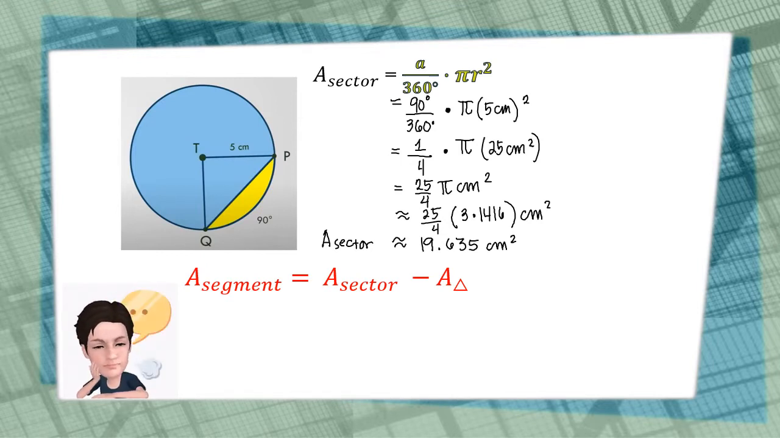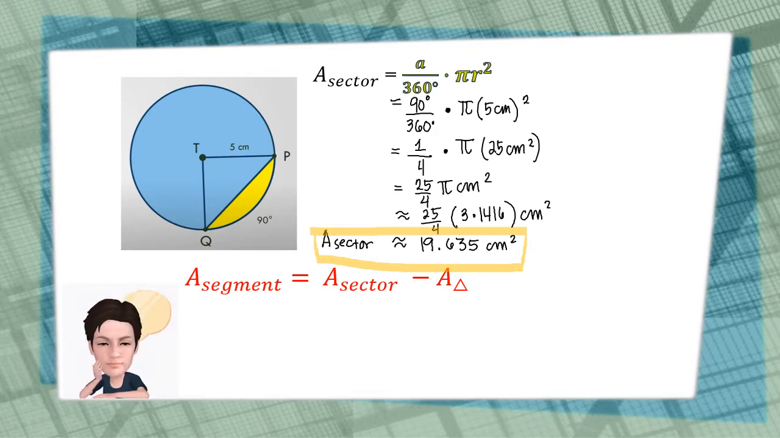So our area of a sector is 19.635. Okay, next, let's proceed with finding the area of our triangle, triangle TQP. Of course, our formula is area of a triangle equals 1/2 base times height. So now, let us substitute, guys.